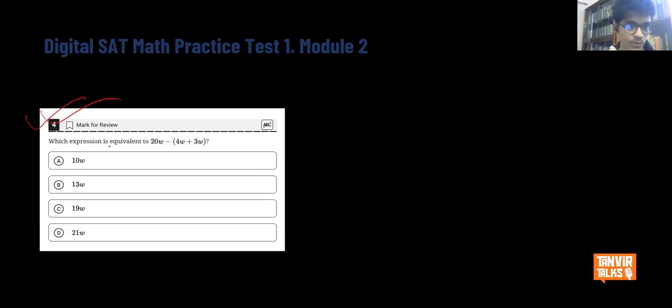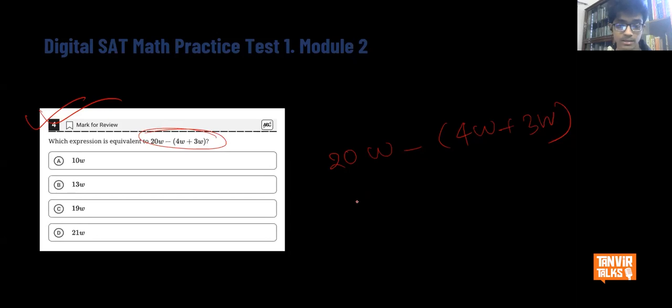Next question: which expression is equivalent to this? Basically you have to simplify this expression. These questions are really easy, by the way, and the real test questions wouldn't be this easy. So 22 minus 7w, so 13w. That's the answer.